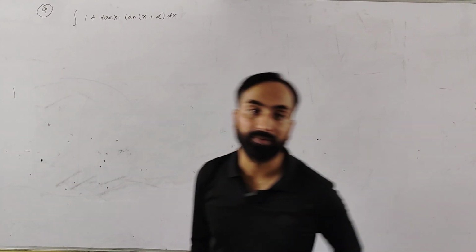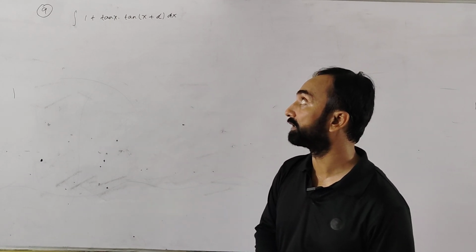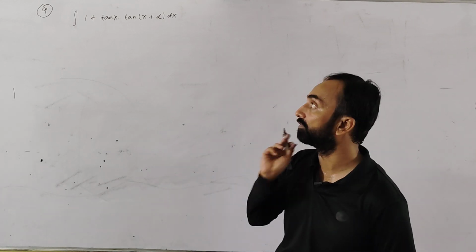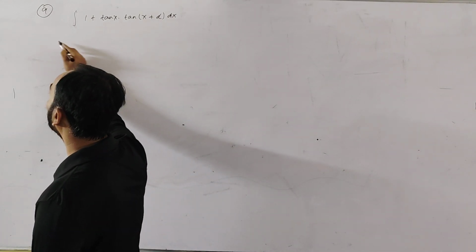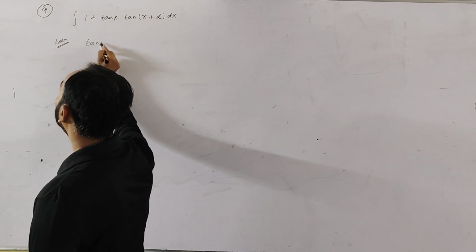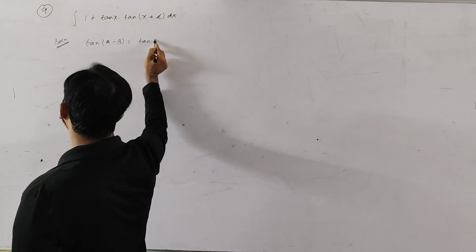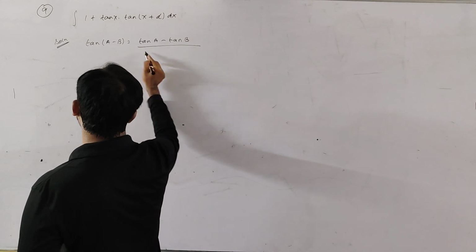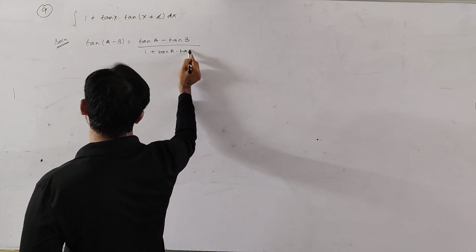Okay, so the next problem we have is the integral of 1 plus tan x into tan (x plus alpha) dx, right? So we have to find the integration of that. To solve this problem, we will make use of one of the trigonometric formulas, that is tan (a minus b). Tan (a minus b) can be written as tan a minus tan b divided by 1 plus tan a into tan b.